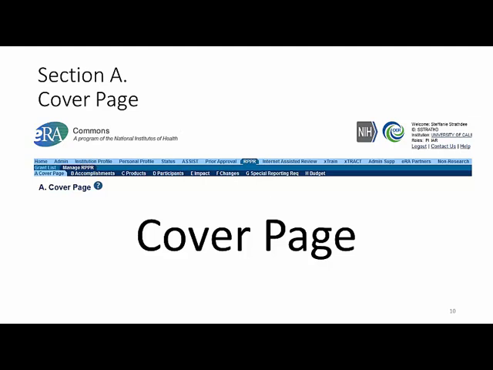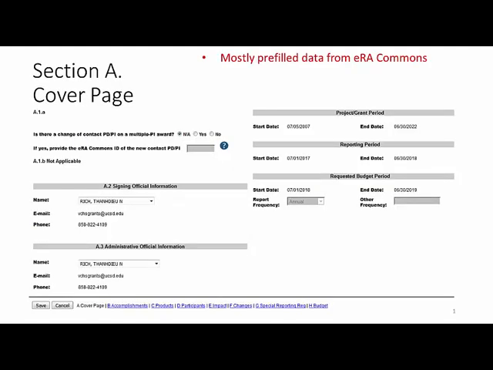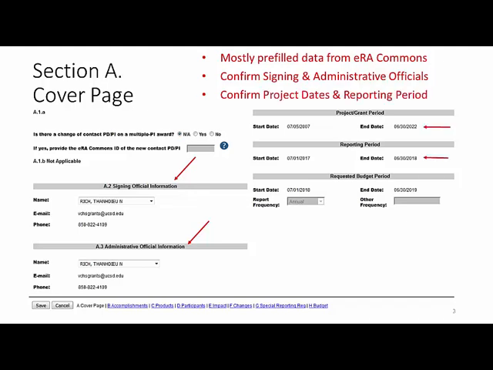Should be pretty simple. Everything is pre-filled from the Commons, but you're going to have to know who your signing official is and your admin official. Generally, I think you can look at your previous RPPRs, obviously, or your previous renewal application, to see who these are, but sometimes they change, especially if you're with HISPO, they might change assignments, so you'll have to know that. I would always confirm your project periods and your reporting periods.